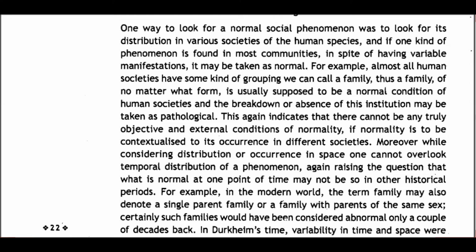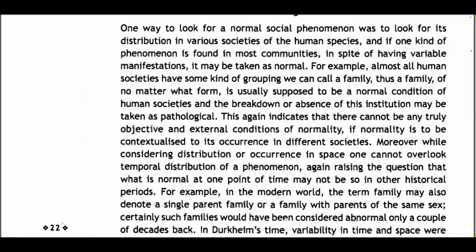For example, almost all human societies have some kind of grouping we can call a family. Thus, a family, of no matter what form, is usually supposed to be a normal condition of human societies, and the breakdown or absence of these institutions may be taken as pathological. This again indicates that there cannot be any truly objective and external condition of normality. Normality has to be contextualized to its occurrences in different societies.